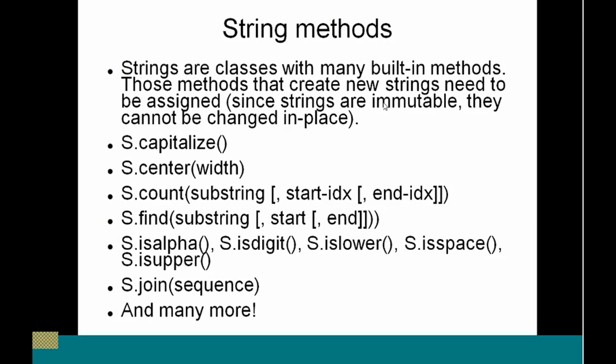Okay, now let's talk about the string methods. Strings are a class with many built-in methods. These methods create new strings that need to be assigned. So you need to assign a string variable to these methods, and the result goes into that particular variable. The strings are immutable, so you cannot change them in place. That's the reason why you need to assign it to a new variable.